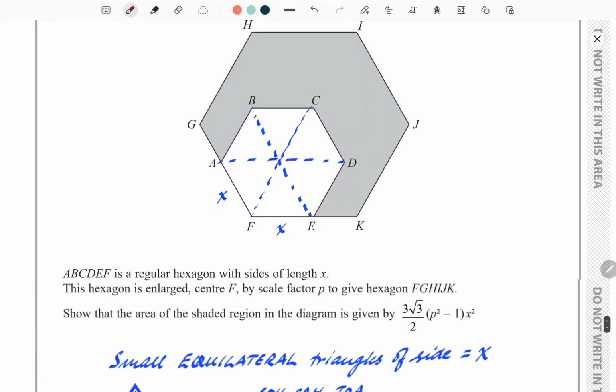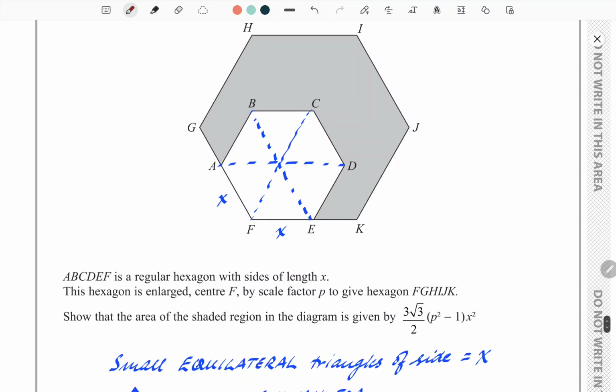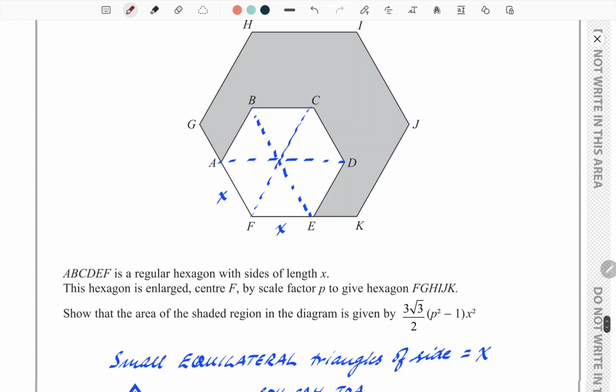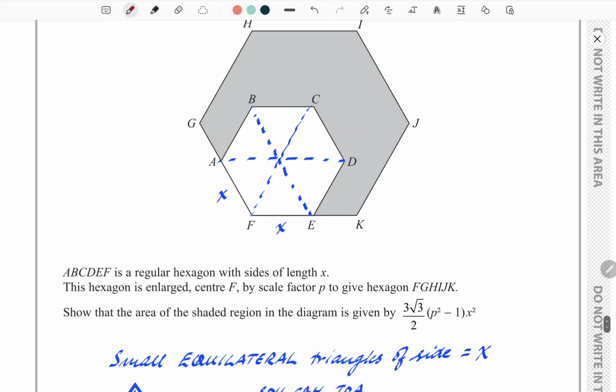All right, this next question is perhaps a little lengthier. You've got 2 hexagons, one scaled up from the other, all right? Regular hexagon, that's important. Regular means all sides are equal. So, it says that with sides of length x, all sides equal. All right, and that hexagon, that small white one, is then enlarged by a factor, center f, right? And by a scale factor p to give the bigger one, all right?